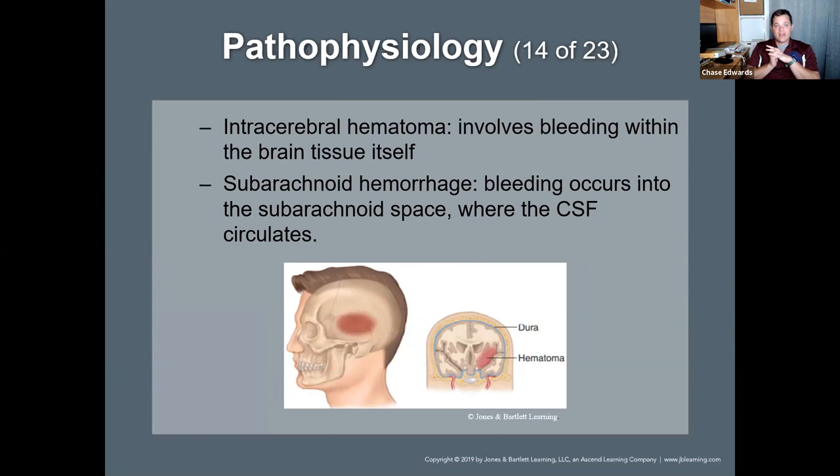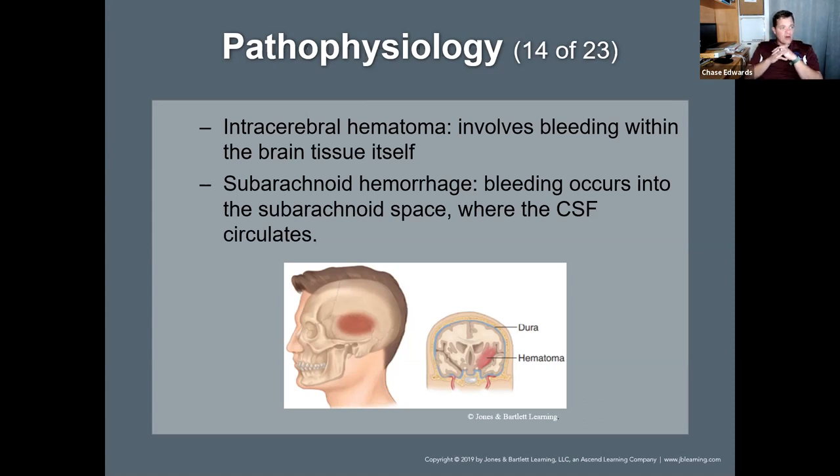All right, intracerebral hematoma involves bleeding within the brain tissue itself. It can occur following a penetrating injury to the head or because of rapid deceleration forces. Many small, deep intracerebral hemorrhages are associated with other brain injuries. Once symptoms appear, the patient's condition often deteriorates pretty quickly. It does have a high mortality rate, even if the hematoma is surgically evacuated.